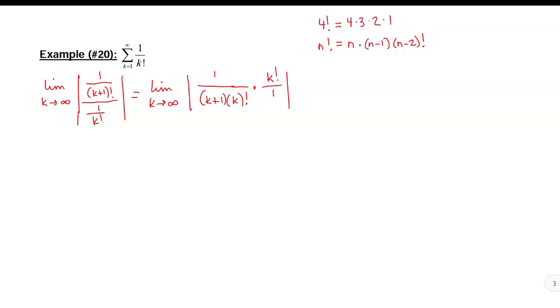Now you could see why we broke that down. The k factorial in the numerator is going to cancel with the k factorial in the denominator and just leave a k plus 1 behind. So this is the limit as k approaches infinity of 1 over k plus 1. Of course, this limit is actually equal to 0, and 0 is less than 1. When your limit is less than 1, then the series is absolutely convergent.